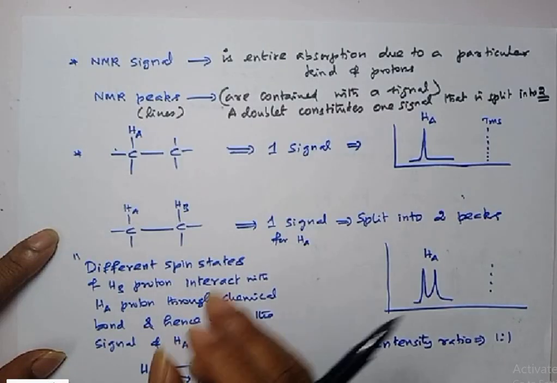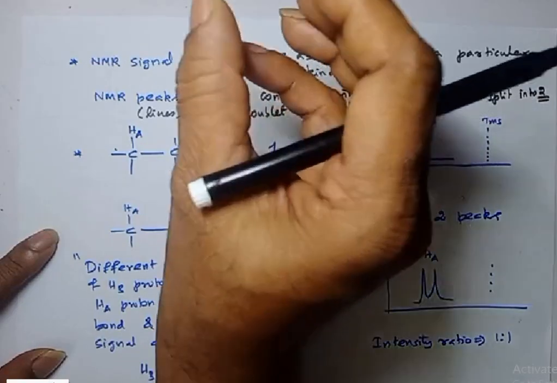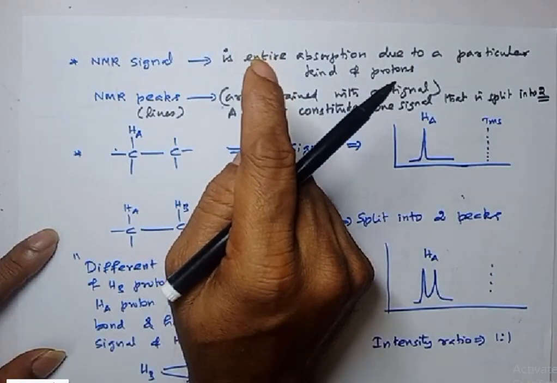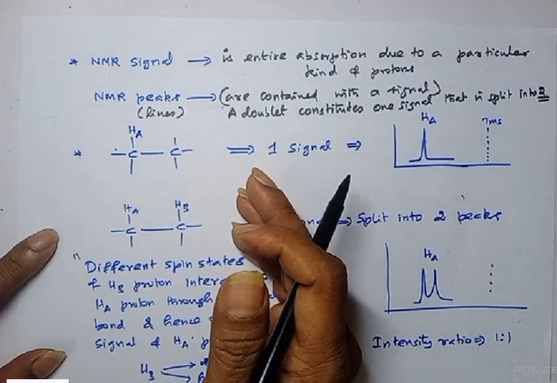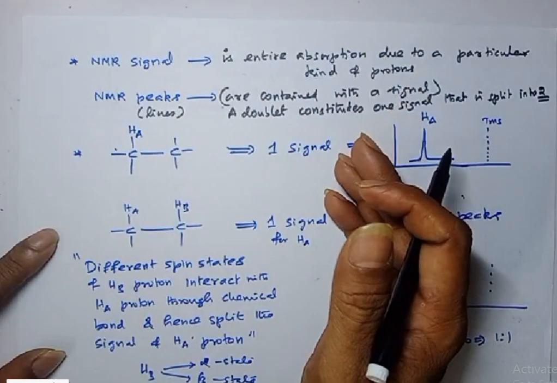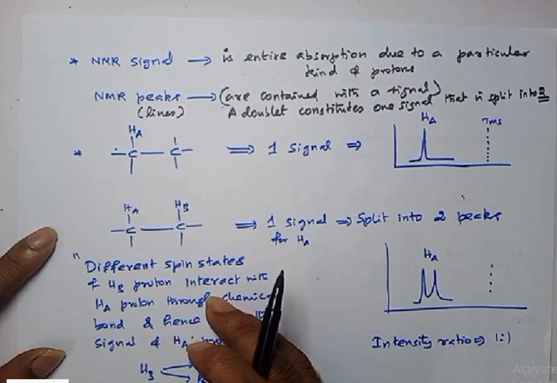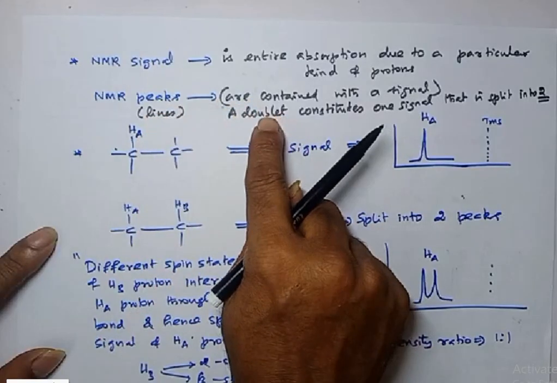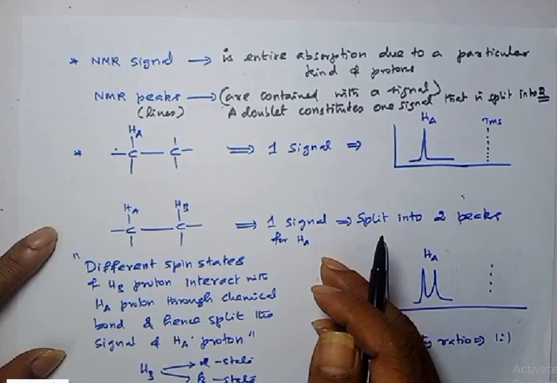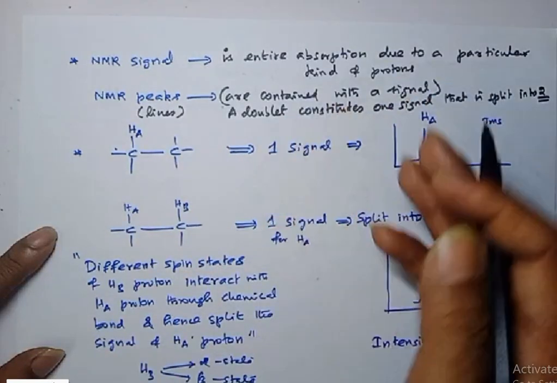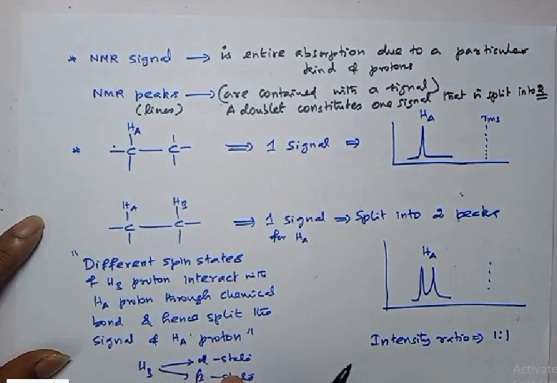Equivalent protons absorb at one particular radio frequency and give one signal. Due to hydrogens present on the adjacent carbon, this signal splits into many. If it is split into two, it is called a doublet. If the signal is split into three, it is called a triplet. Like that, we have many splitting patterns. They are all called peaks.